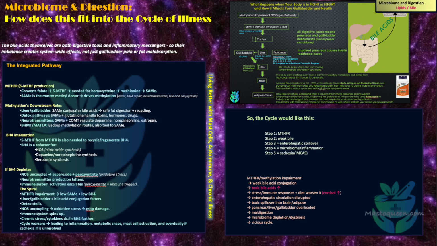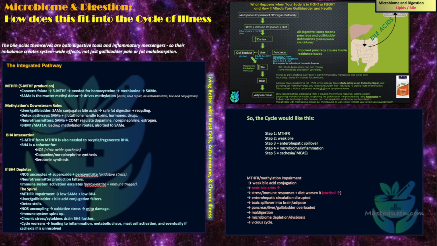Now, for those who have the BHMT gene mutation, you have to be careful, because if you try to take betaine, which is also called trimethylglycine or TMG, that pathway can wind up being blocked. Yes, it can help give you extra methyl, but if that pathway is blocked, it could wind up causing more harm than good. Alright, so the MTHFR intersects with BH4, and so does the microbiome and the bile acids.